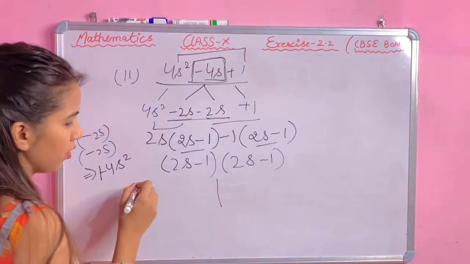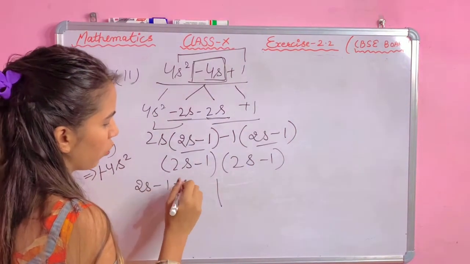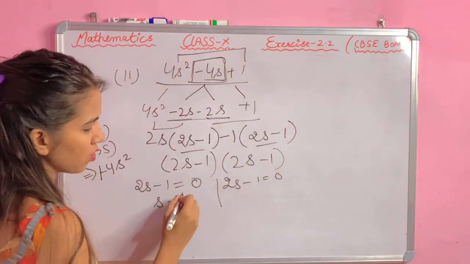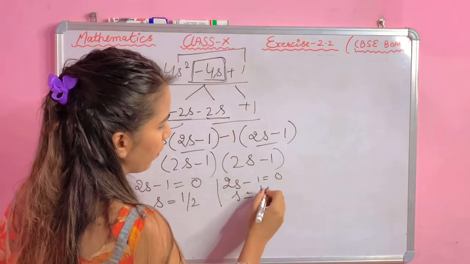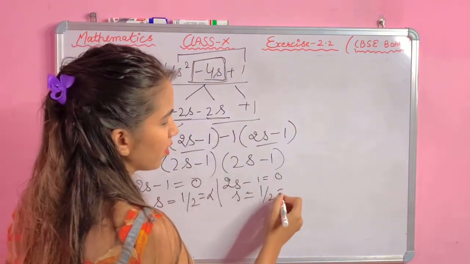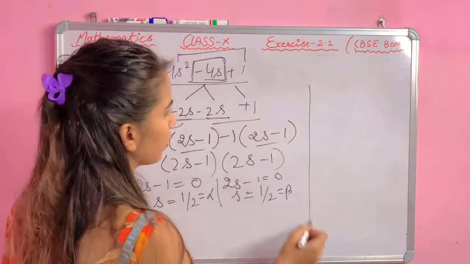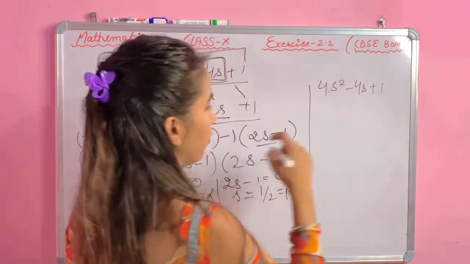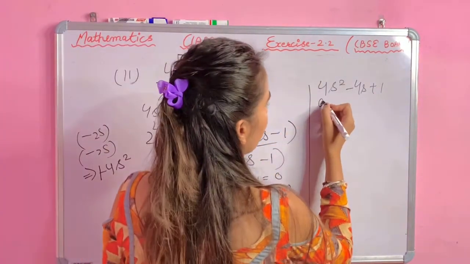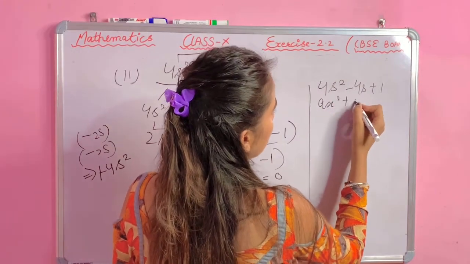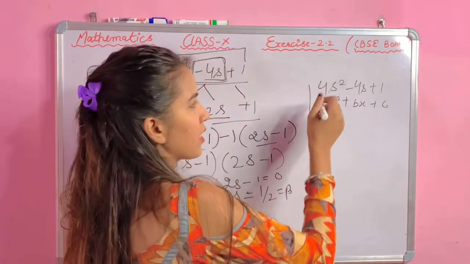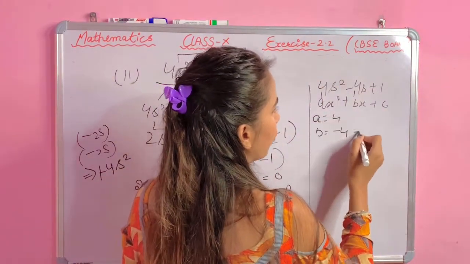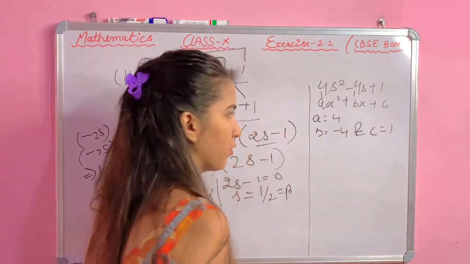Now you can see these brackets are also the same. So after equating the brackets equal to 0, 2s minus 1 equals 0, we will get s is 1 by 2 and again s is 1 by 2. So this is our alpha and this is beta. Fine. In this question, the equation is 4s square minus 4s plus 1. By comparing this equation with ax square plus bx plus c, I can see clearly a is 4, b is minus 4 and c is 1, right?